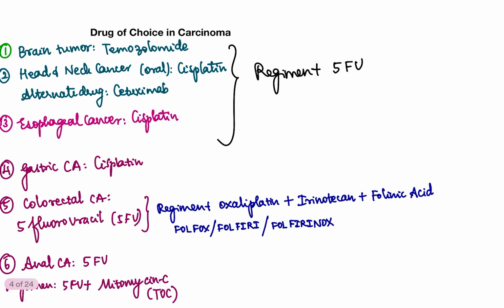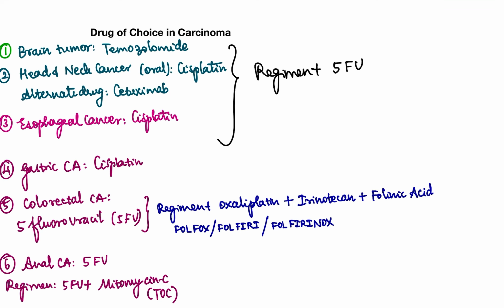The next is let's learn about the drug of choice in cases of carcinomas. The first is brain tumor. The drug of choice is temozolomide. For head and neck cancer, the drug of choice is cisplatin and the alternate drug is cetuximab. But we mainly prefer cisplatin in cases of head and neck cancer. And along with the regimen, either with the cisplatin or the cetuximab, you have to give 5-fluorouracil. This is the regimen for head and neck cancer. For brain tumor, you have to go for temozolomide, which is the drug of choice.